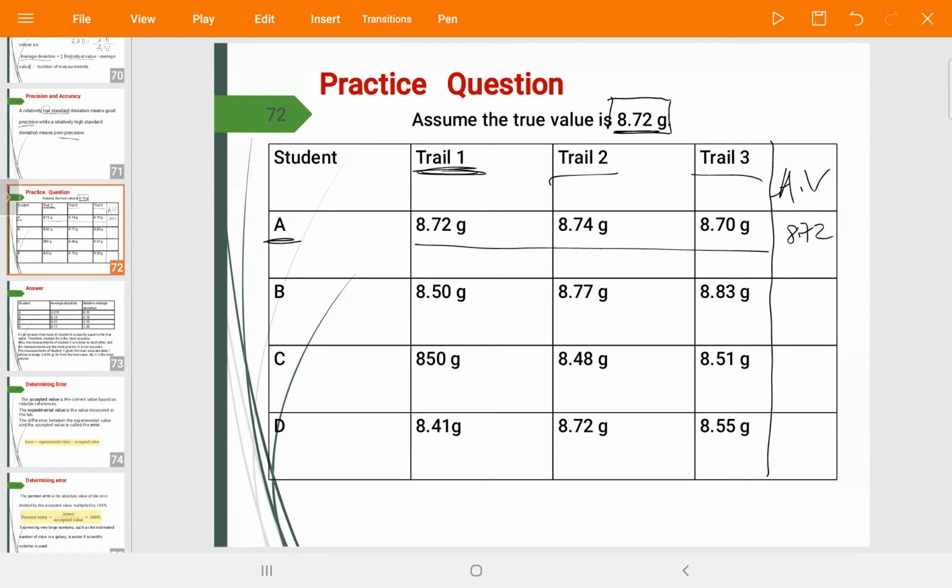Eight point seven. 8.7. All right. How about the average value of C? 8.5. How about D? 8.6.